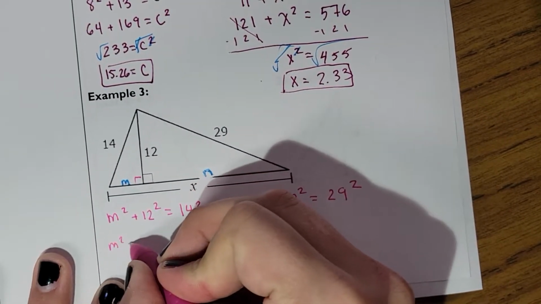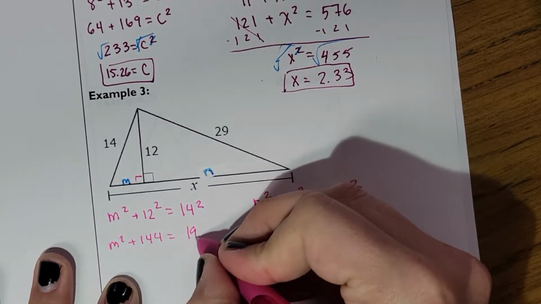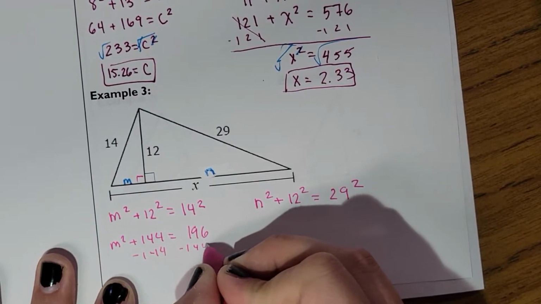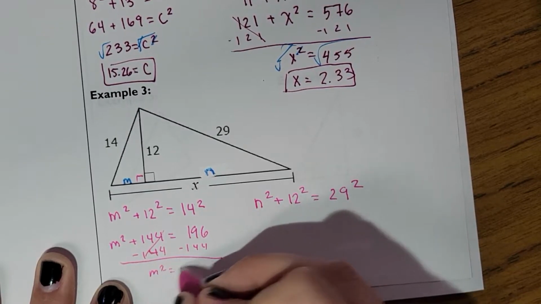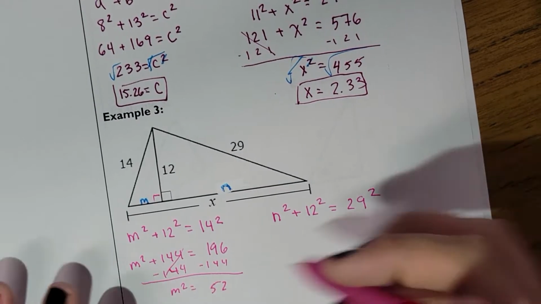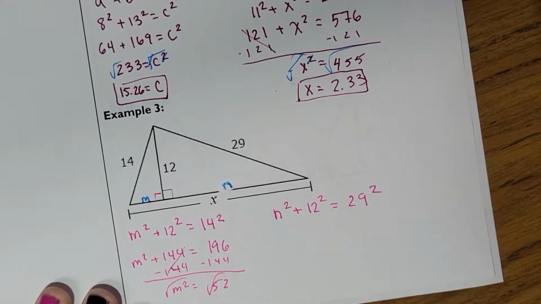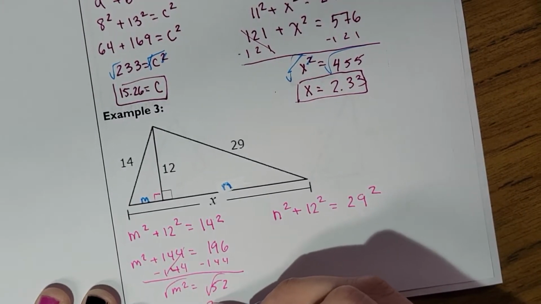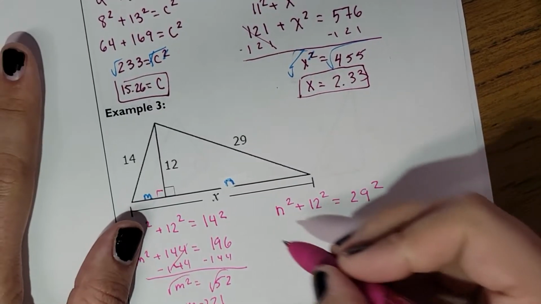So I get m squared plus 144 equals 196. We'll subtract 144 from both sides. That cancels, and I get m squared equals 52. And again, that last step, square root the m squared, and it'll make it just m. And the square root of 52 gives me 7.211, so 7.21. Boom.